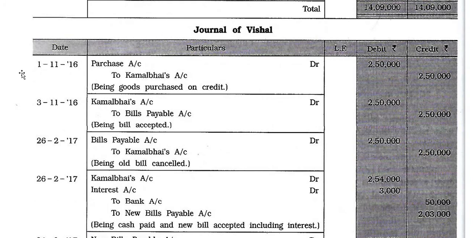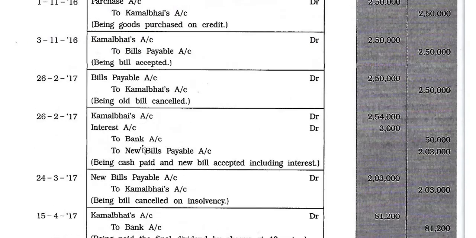Journal of Vishal. 1/11/2016, purchase account debit 2,50,000 to Kamalbai account 2,50,000, being goods purchased on credit. 3/11/2016, Kamalbai account debit 2,50,000 to bills payable 2,50,000, being bill accepted. 26 February 2017, bills payable account debit 2,50,000 to Kamalbai's account 2,50,000. This old bill is cancelled.